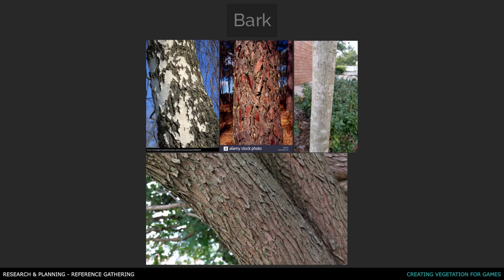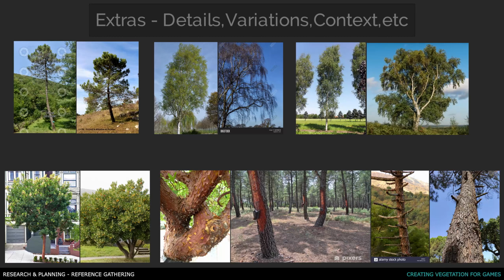And then we have the bark. This one I think is kind of self-explanatory. You want to understand the bark, you might want to scan your own bark, or you might want to create it in Substance Designer or use one from a library. And then we have extra details based on variations, details, and context. So what is this about?